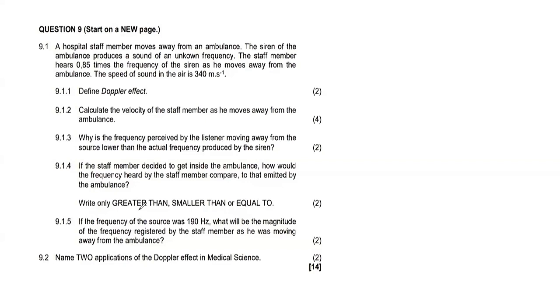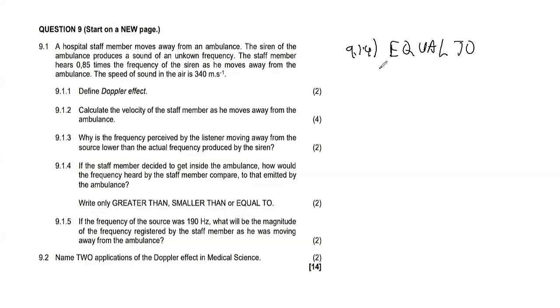If now the staff member gets inside the ambulance, that means there is no longer any relative velocity. There is no relative distance between that ambulance and the listener, which is the staff member. So now they're inside one object, inside that sound source. So there will not be any difference in the frequency. The frequency produced by the siren will be the very same frequency heard by the staff member. So our answer for that one has to be equal to.